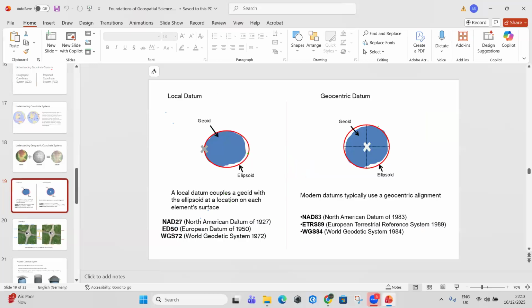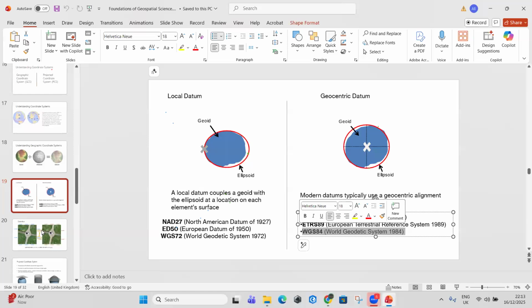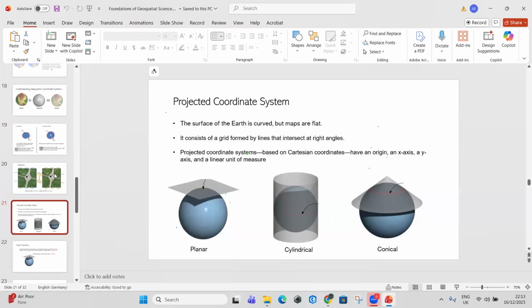So 99% of the times we are using WGS 84. That is the geographic coordinate system. Now, after the geographic coordinate system, there comes something called the projected coordinate system. Now, what is a projected coordinate system?